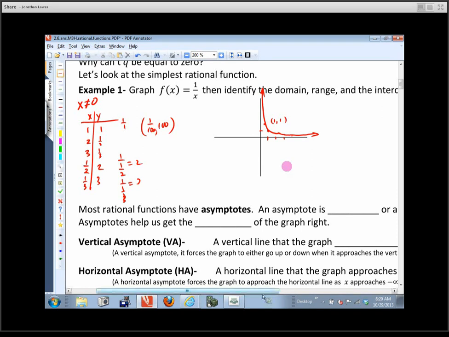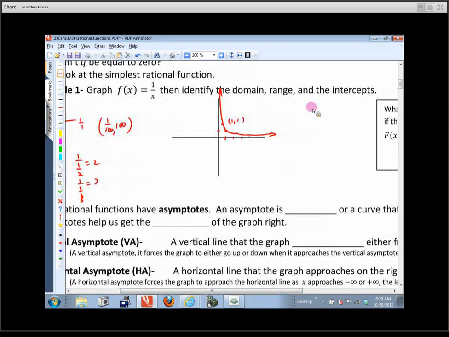Okay. Well, what happens if I plug in negative values? So I'll make another little XY table. Let's say I plug in -1. What do I get? 1 over negative 1, negative 1. Okay? So I'm going to put that point right here. And if I plug in a negative 2, negative 1/2, right? Well, let's talk about what happens here. As I plug in larger and larger negative numbers, the reciprocal of a large negative number is a small negative number. Okay? So it does something like this.